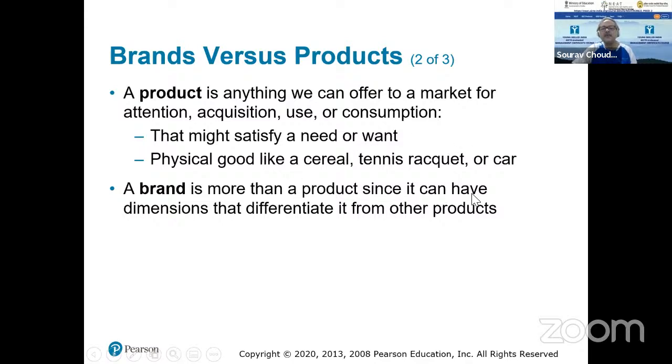A brand is more than a product since it can have dimensions that differentiate it from other products. Okay, so between two products, two cars, two tennis rackets, two brands, how can you differentiate between them? By a brand, each one has a brand name, right? Each one has a brand logo, right? So the brand name, the brand logo, the brand font, the brand color, the brand symbol, these are all elements of the brand. Overall, the brand actually differentiates two products, right?